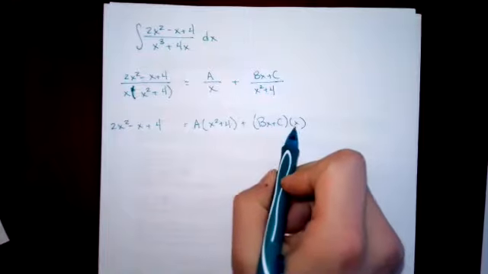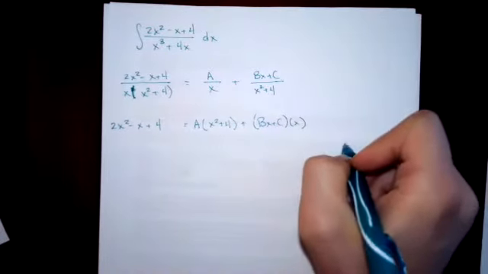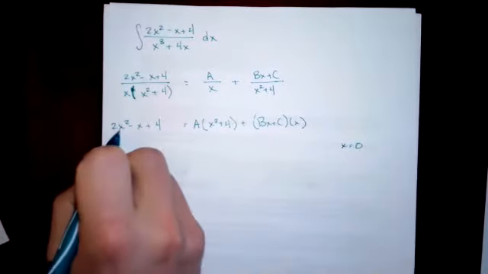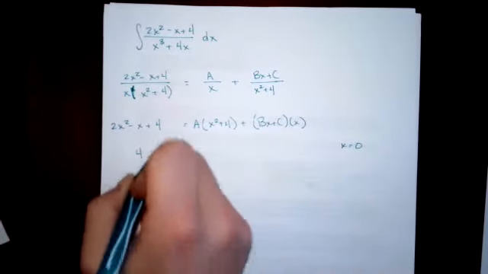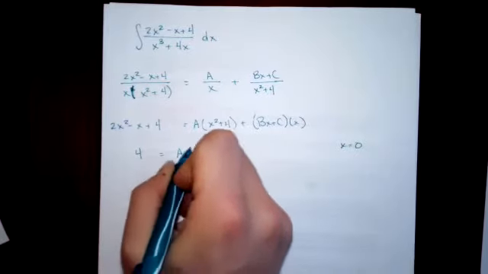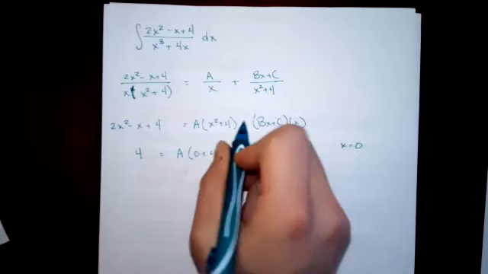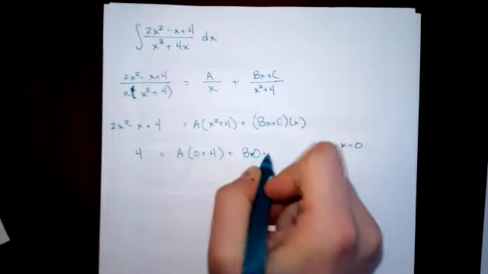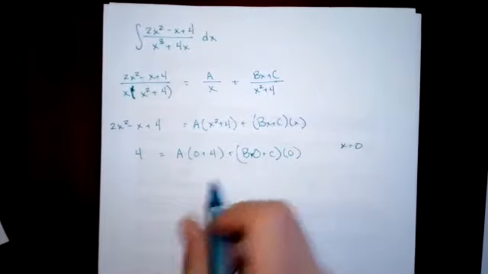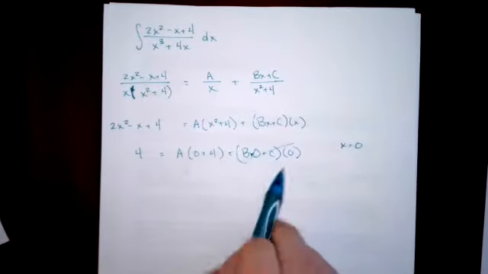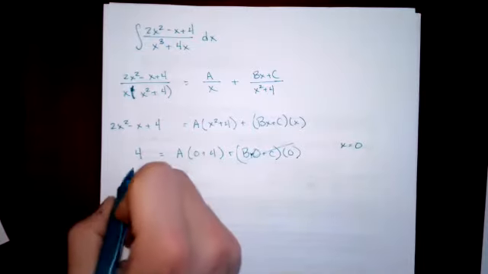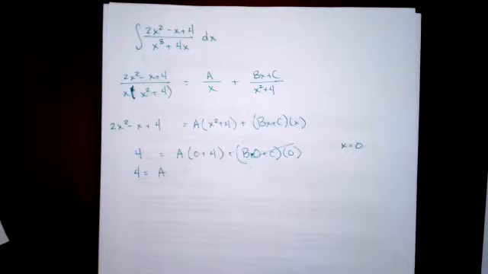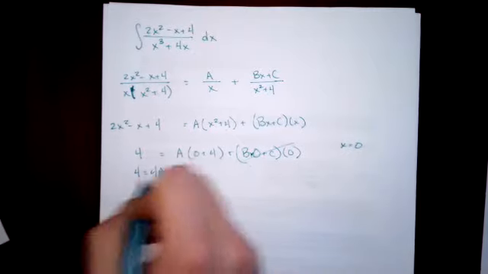So since this guy is just x, I can pick, say, x equals 0. What's that going to give me? On the left, we will just have 4. Then on the right, we'll have 0 plus 4. And then plus, well, we have this bx plus c, b times 0, plus c. And of course, that's being multiplied by 0. And so that term, we don't have to worry about. That 0 will kill it. And so we are left with 4 is equal to 4a. And then so a is equal to 1.